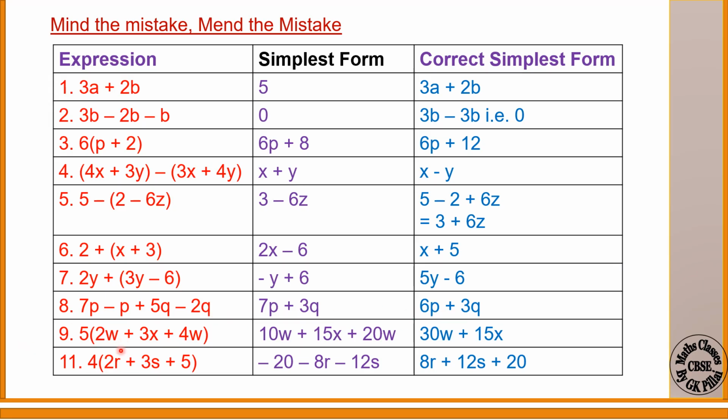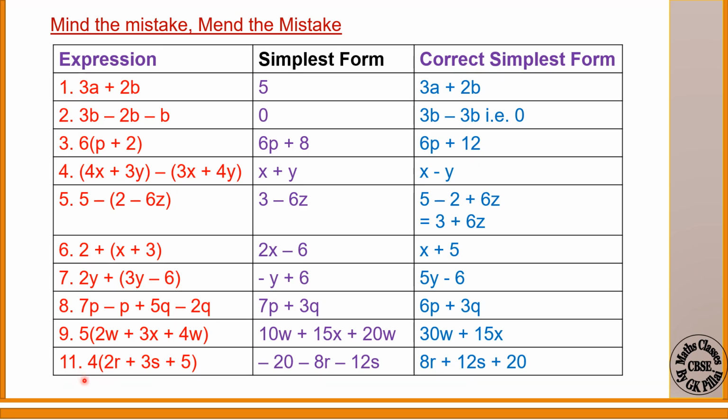The next one, 5 into 2w plus 3x plus 4w. When you multiply, you will get 10w. And here 5 into 4, 20w. So that is why when you add them, you will get 30w. And 5 into 3, 15x. This is wrong.